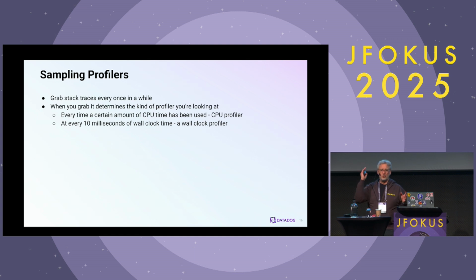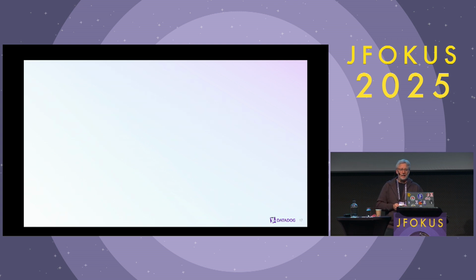If you just decide to stop threads every 10 milliseconds or however often, then you get a wall clock profiler, because you will get a stack trace even if the thread wasn't doing anything on CPU. It was waiting on I/O or something. Then it's a wall clock profiler.